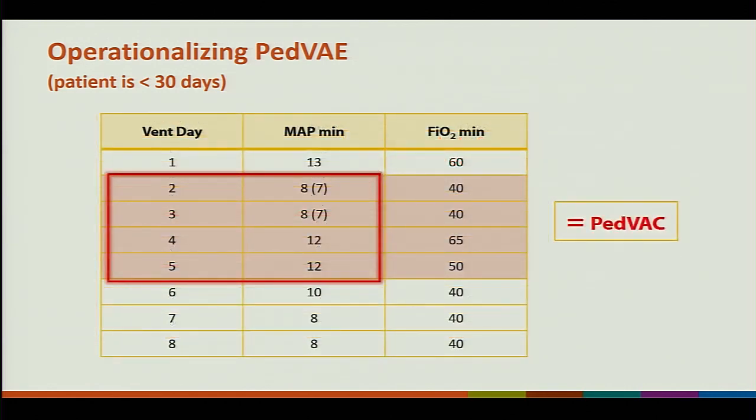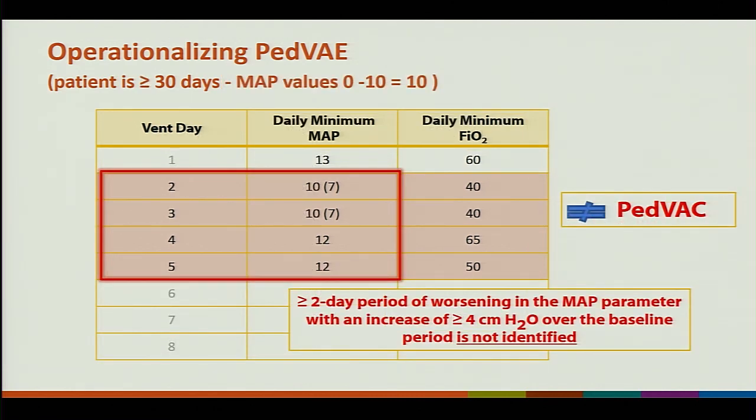PedVAC is met. You have identification and the date of event, which we're getting to as a key term in a bit, but the date of event would be event day 4. We don't have a PedVAC if this patient was greater than or equal to 30 days, because values of less than 0 to 10 are equated to be 10. So we do have a baseline period of 10, but the increase is only 2 centimeters over the baseline. So we do not meet the definition if this patient happens to be greater than or equal to 30 days.